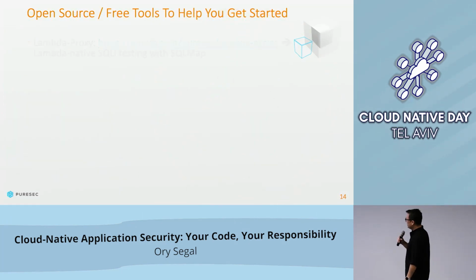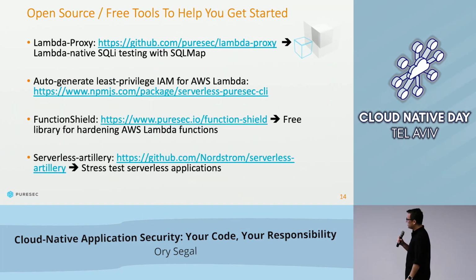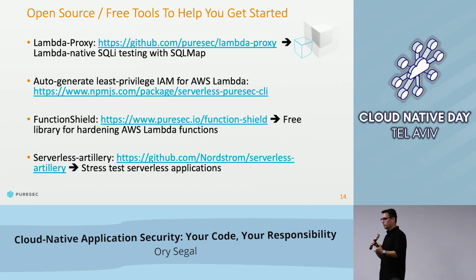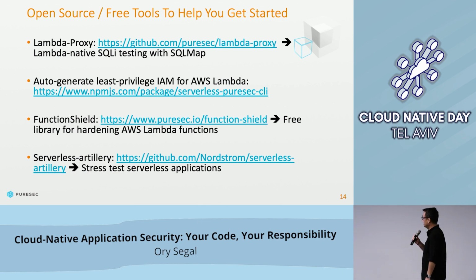I'm going to skip that. Since you'll have the presentation, there's a set of open source tools that you can use to help you with the things I talked about. We have a free library that helps developers make their functions more secure and more robust and resilient to malicious behaviors. It's called Function Shield, and it's completely free. You can use it today, as well as a tool to auto-generate least privilege roles and permissions for AWS functions.